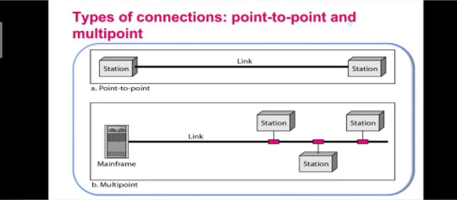It's simplest to imagine any link as a line drawn between two points. For communication to occur, the two devices must be connected in some way to the same link at the same time. There are two possible types of connection, point to point and multi-point. In a point to point connection, a dedicated link is provided between two devices. The entire capacity of the link is reserved for transmission between those two connected devices. Most point-to-point connections use an actual length of wire or cable to connect the two ends.